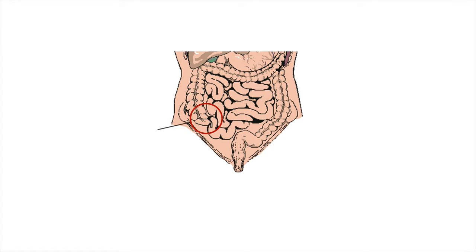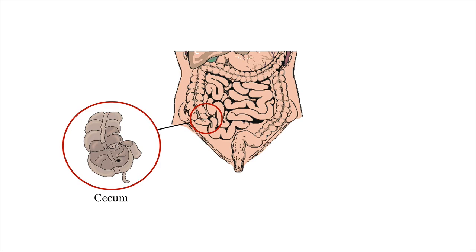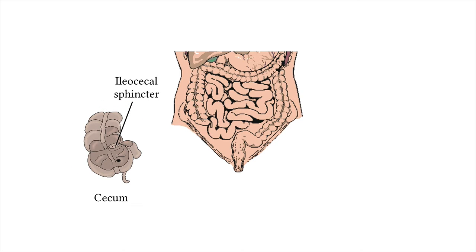The first one is the cecum. It connects to the small intestine via the ileocecal sphincter. And like the pyloric sphincter between the stomach and the small intestine, the ileocecal sphincter carefully controls how much chyme enters the large intestine. The vermiform appendix is also attached to the cecum.